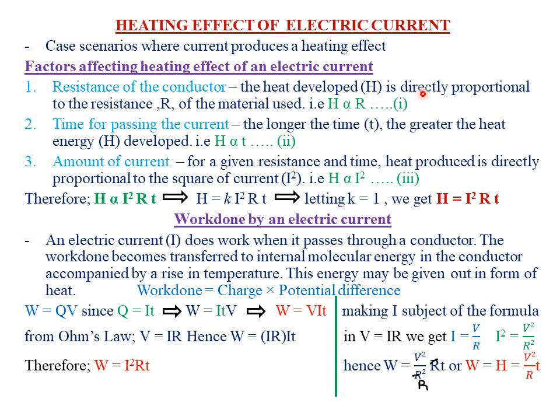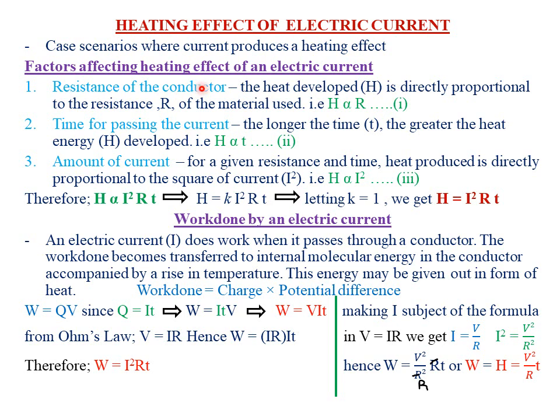Therefore, the heat developed H is directly proportional to the resistance R of the material used. This simply means that the higher the resistance of the material used, the more heat will be produced, as more electrical energy is resisted and converted into heat energy. And of course, the lower the resistance of the conductor, the less electrical energy will be converted into heat energy. So the heat energy developed is directly proportional to the resistance of the conductor used.